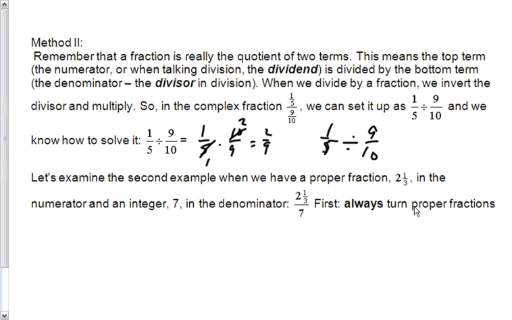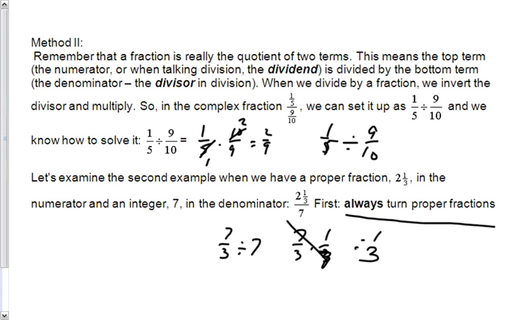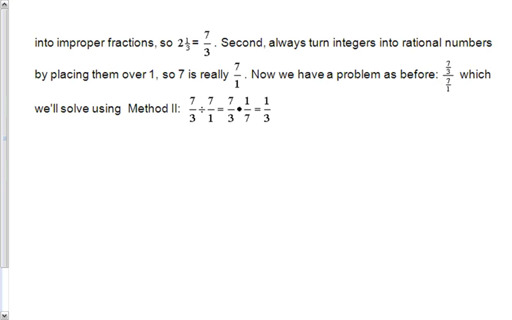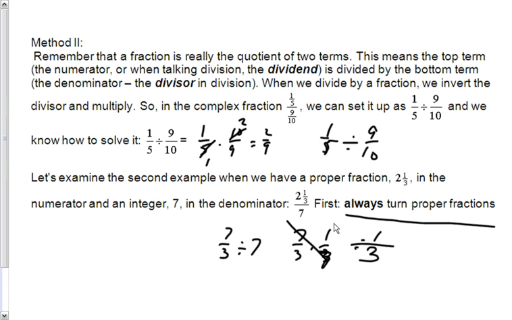If I have something like this, you always turn mixed numbers into improper fractions, which is 7/3 divided by 7. I'll copy, change, flip. You can see it's 1/3. There's all the work to it there. Same thing. Again, if I wanted to, what was my common denominator? It was 3, so if you multiply through you get 7/21, which is 1/3.